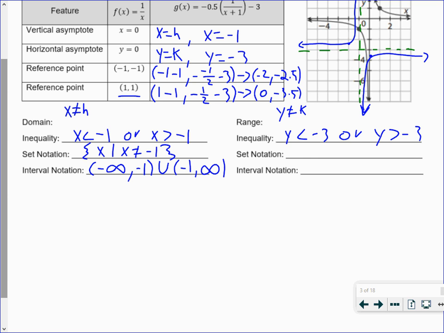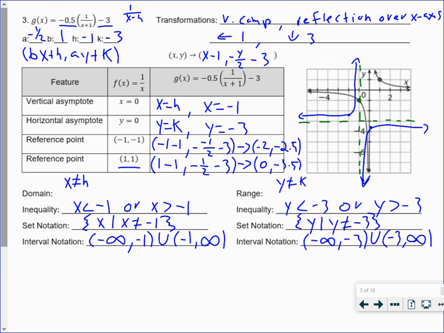Our set notation will be every value of y such that y does not equal -3, or in other words, every y value other than -3, or other than our k. And our interval notation will be from -infinity to -3, union -3 to infinity. Or -infinity to your k value, union, or that big U, -3 to infinity. And again, we use parentheses since y can never actually equal infinity, or -infinity, or -3. All right? So that's number 3.